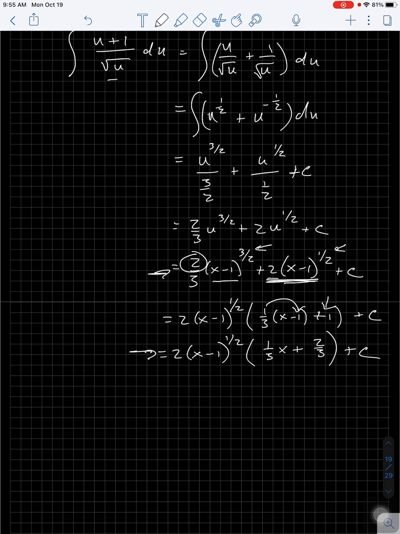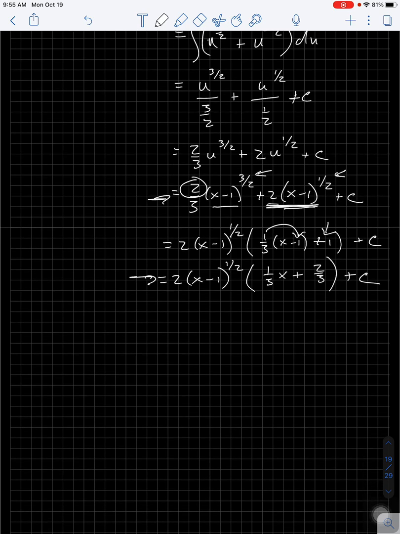All right, let's do one more. The key to these is practice. Let's talk about what happens when we put numbers on our integrand. So now this is a definite integral from 0 to 1.